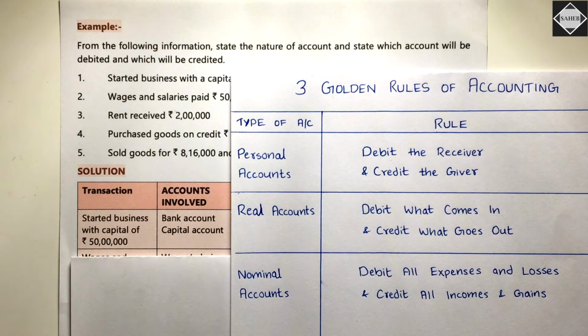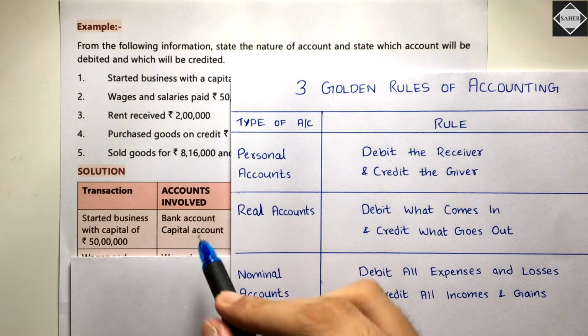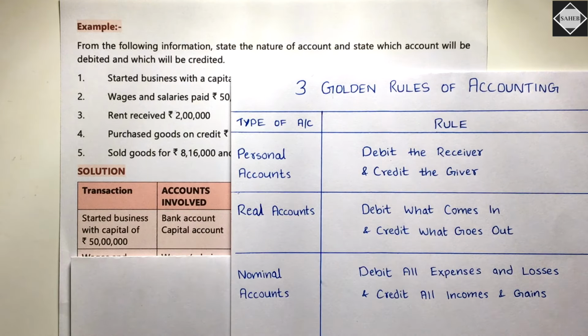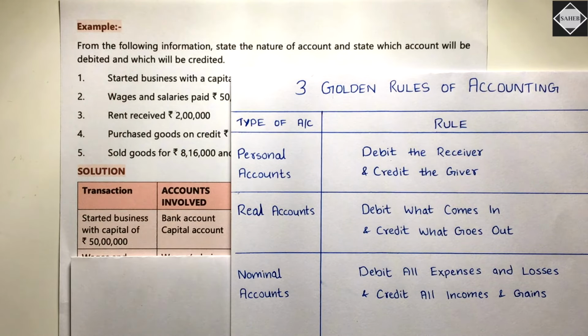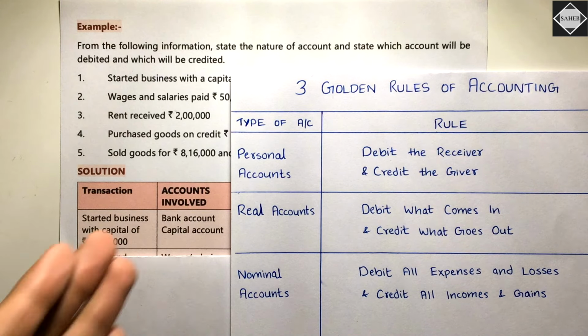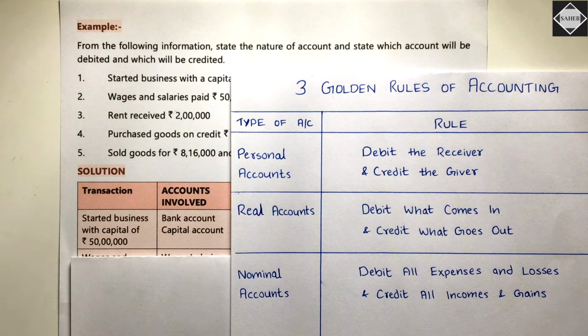Why is that so? Because understand, bank account is related with the artificial person. I told you, SBI bank, HDFC bank, all these are what? Artificial persons. They are entities registered under the law, right? Banking companies, and the bank account is related with them. So it's a personal account, and this rule will be applicable on the bank account.